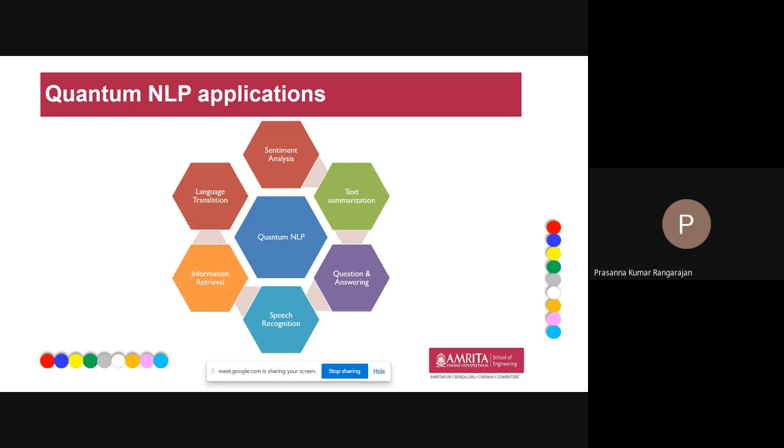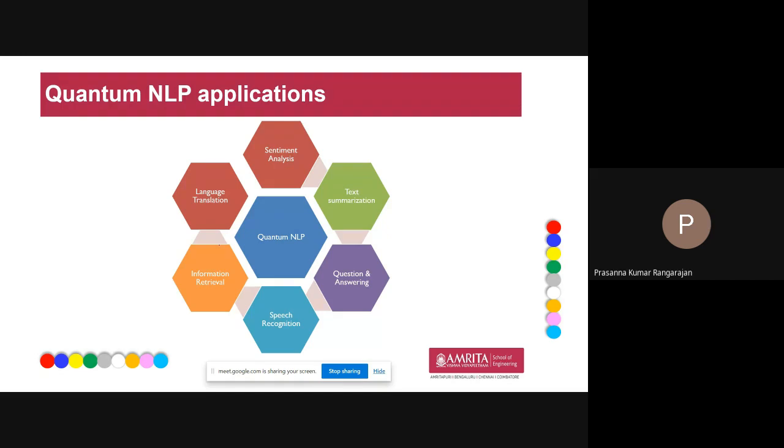Coming to the text summarization part, I told you there are two types of summarization, extractive and abstractive summarization. This quantum NLP based text summarization will provide us ample opportunity to process a large amount of data, and we can generate more accurate and concise summaries. That's very important. Accurate and concise summaries can be generated by using quantum NLP based text summarization. And of course, question answering like a bot, etc. will be very much accurate.